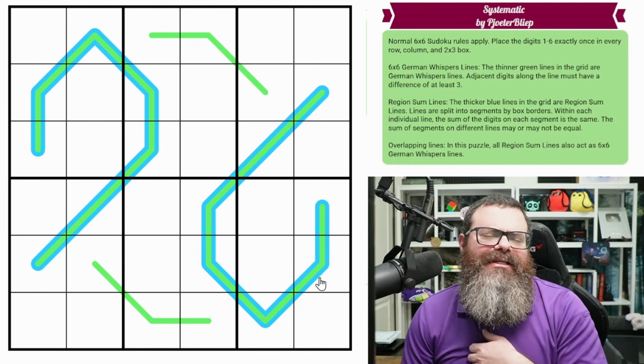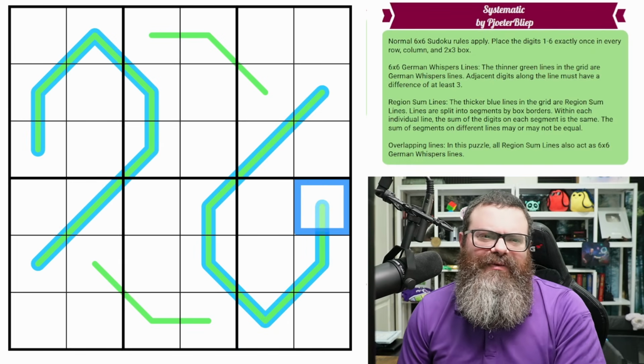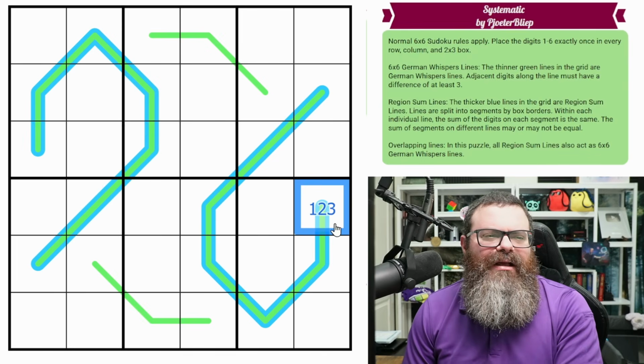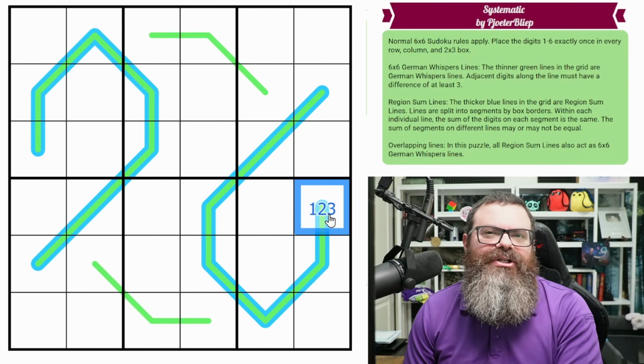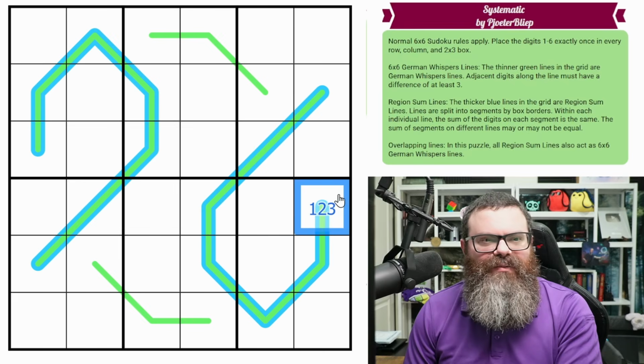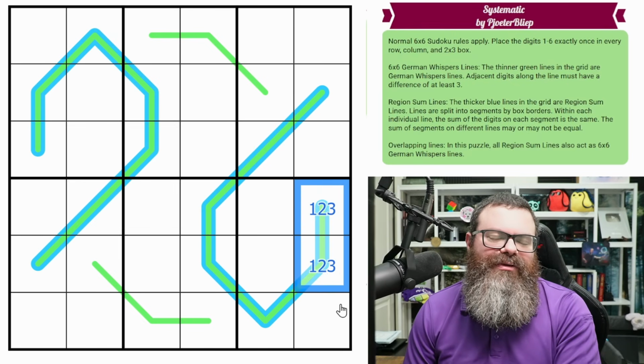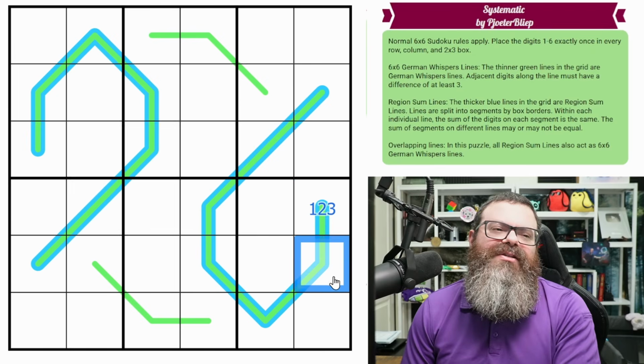Now, why am I talking about lows and highs? Let me explain that. I kind of assumed you already knew that about German whispers, but you may be new to them. So imagine this cell here was low. I call 1, 2, 3 low and 4, 5, 6 high. Imagine this was low. We couldn't put another low next to it because 1, 2, 3 to 1, 2, 3 has a difference of at most 2. So we got to put a high next to it.